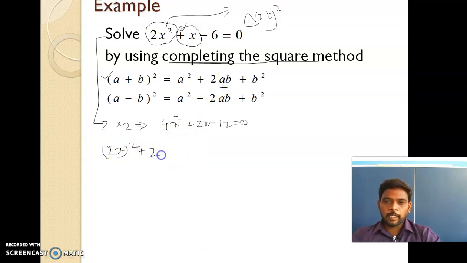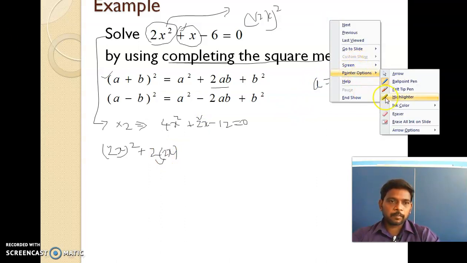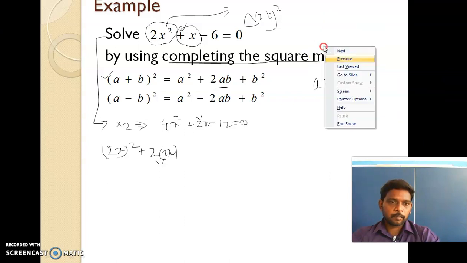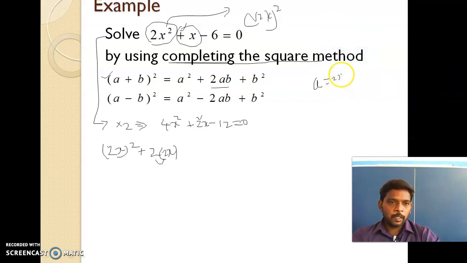So write 2 instead of a, 2x, and we need the b value. How can we find the b value? By the usual method, multiply these two and divide the coefficient of x by the number. So a equals 2x, and b is nothing but, here 2 is there, so divide this coefficient of x by the product, 2 twos are 4, so equal to 1 by 2.